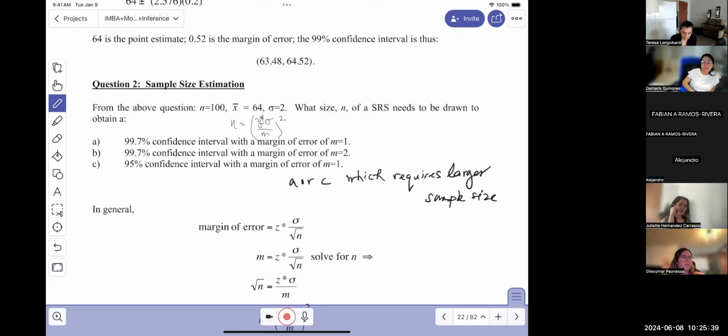So the M's going to be the same, but you want more precision. So you can even just see it here. This is going to be bigger. 99.7% confidence is wider. So the Z's have to be larger to do that. So A, right, is going to have a larger sample size. Uh-oh, some of you guys got that wrong.